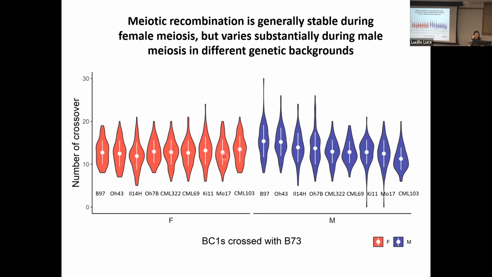So overall, this data suggests that meiotic recombination differs largely in different maize backgrounds. This data also tells us meiotic recombination is generally very stable during female meiosis, but varies largely during male meiosis. So we are not finished analyzing the data.